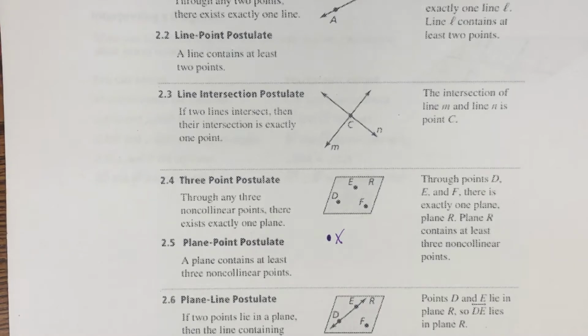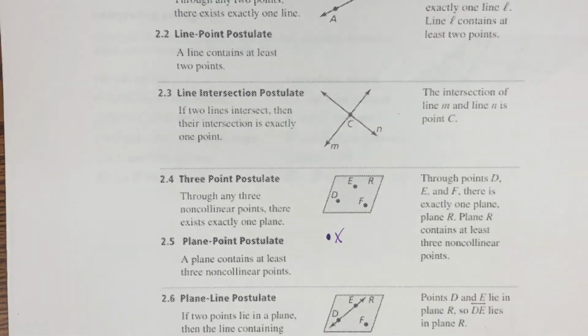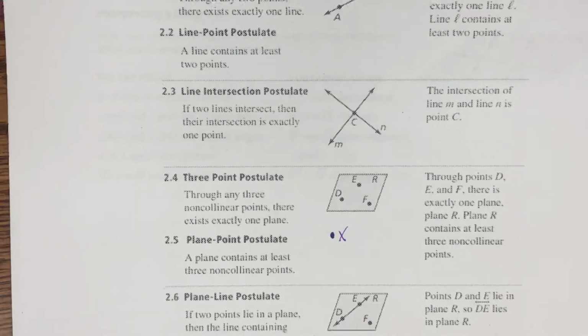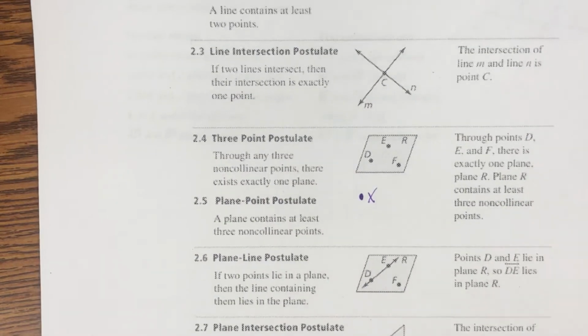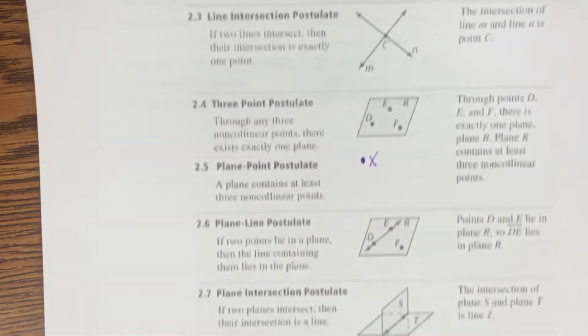So if you're ever asked a question, are points A, B, and C coplanar? The answer is yes. Doesn't matter. A, B, and C are 3 points, so there is a plane that exists for those 3 points. A plane has to have at least 3 points as well.